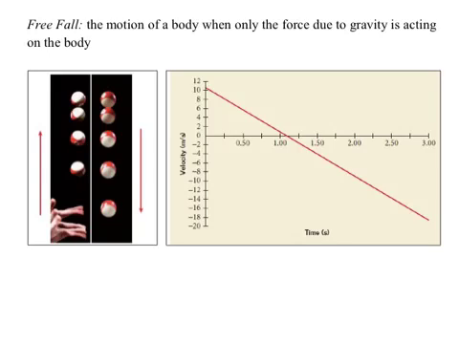First, we need to define what free fall is. It's the motion of a body when only the force due to gravity is acting on the body. So for example, if an object falls off the end of a table, what's pulling it to the ground? Only gravity. There's nothing else acting on it. So that's what we call free fall. There are no external forces besides gravity acting on it.